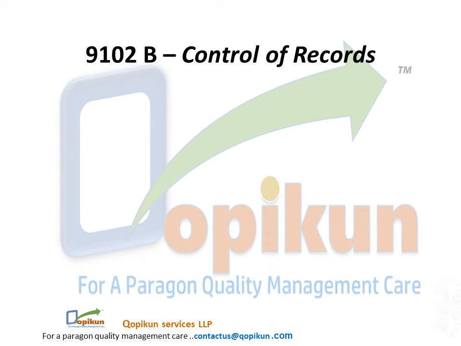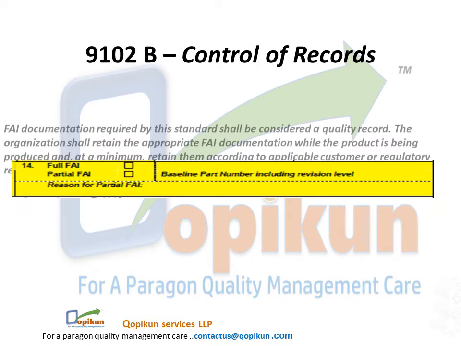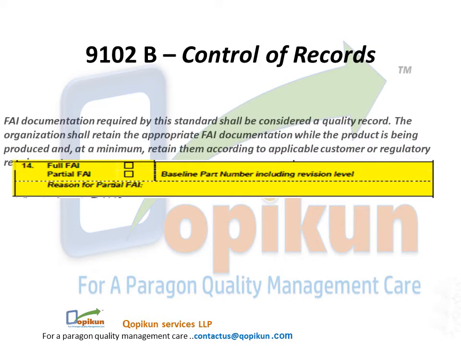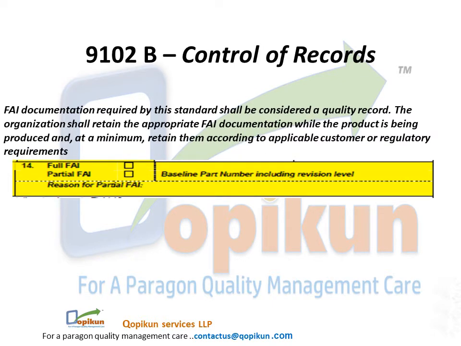9102B, control of records. FAI documentation required by this standard shall be considered a quality record. The organization shall retain the appropriate FAI documentation while the product is being produced and, at a minimum, retain it according to applicable customer or regulatory requirements.